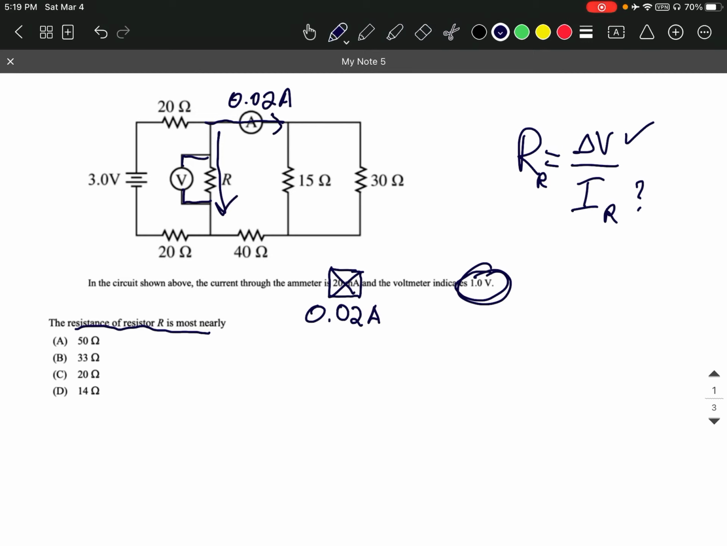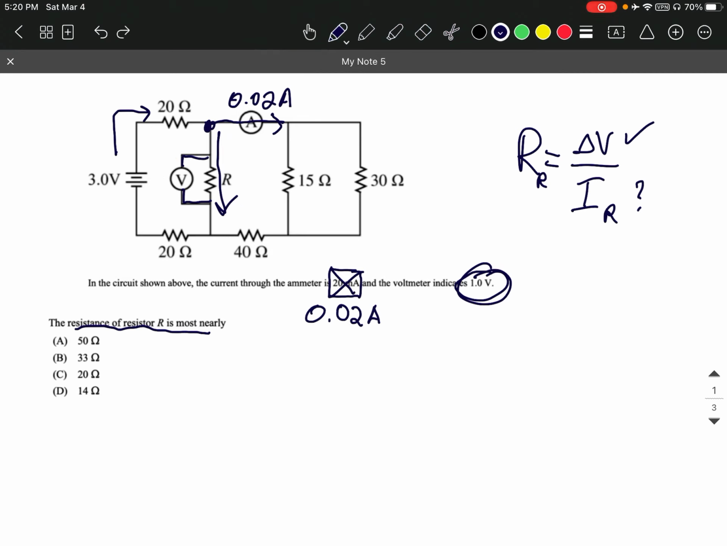Now, the direction of current in this problem is irrelevant. If you flipped it around backwards, it wouldn't really matter. I think it's easier to imagine it coming this way, where the junction is here. So to find the current through R, I would need to know the total current, because I simply don't have enough information here to figure out the current there.